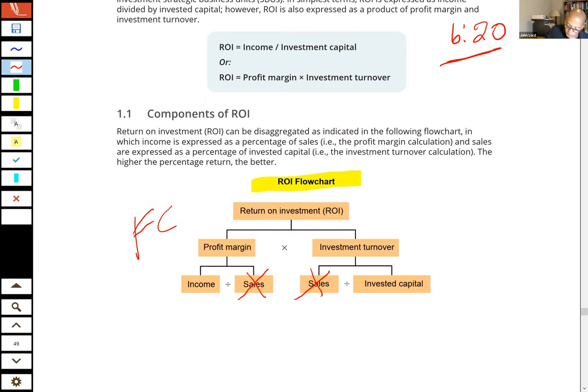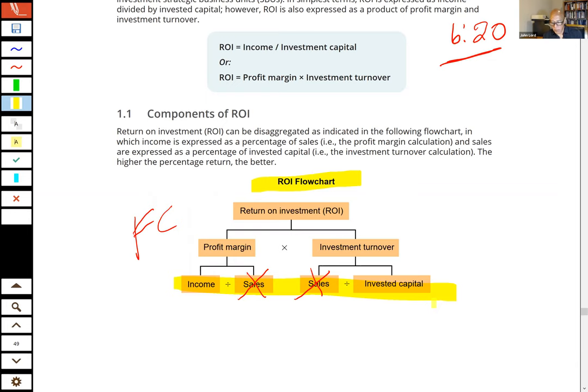And so the return on investment is going to be income divided by invested capital. So even though I'm suggesting that you go ahead and make the flashcard that shows the whole flow chart, in case maybe a question gave you the profit margin, gave you the investment turnover, or gave you that percentage already and you'd have to know to multiply those two together, I think it's more likely they want to have you calculate ROI.